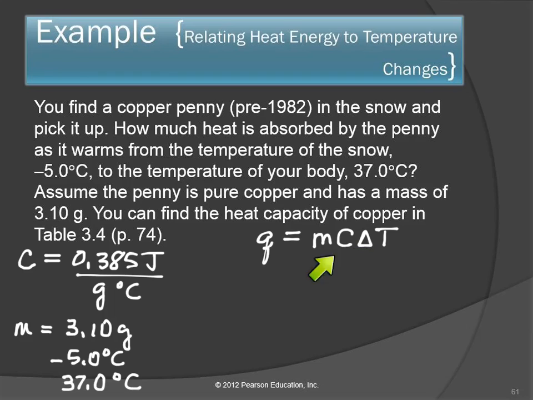And then we need delta T, but we've got two temperatures here. One is the initial temperature, one is the final temperature. Can you tell from the little story in the problem which one comes first? The penny was in the snow initially, at the beginning, and so its initial temperature is minus 5. You pick it up, and your body transfers heat to it and warms it up, and the final temperature will be your body temperature, 37.